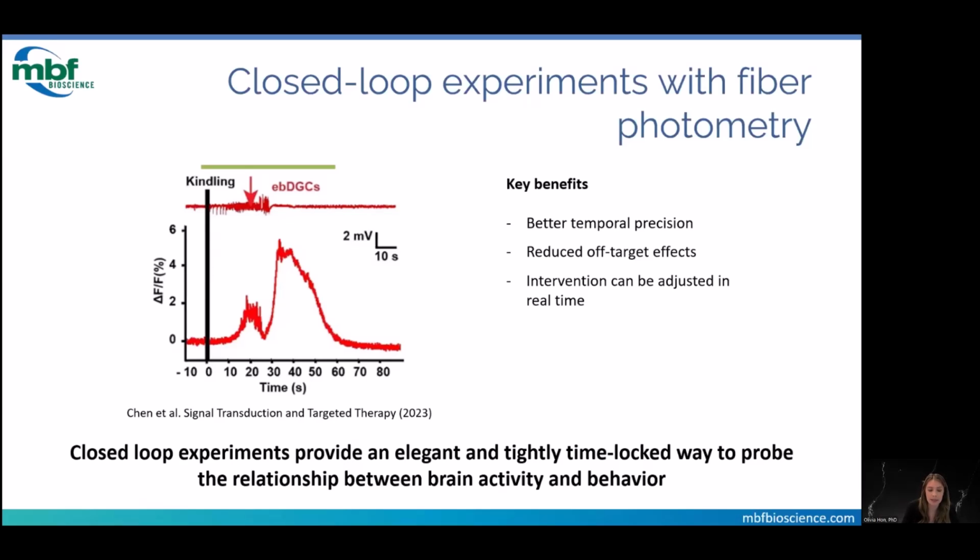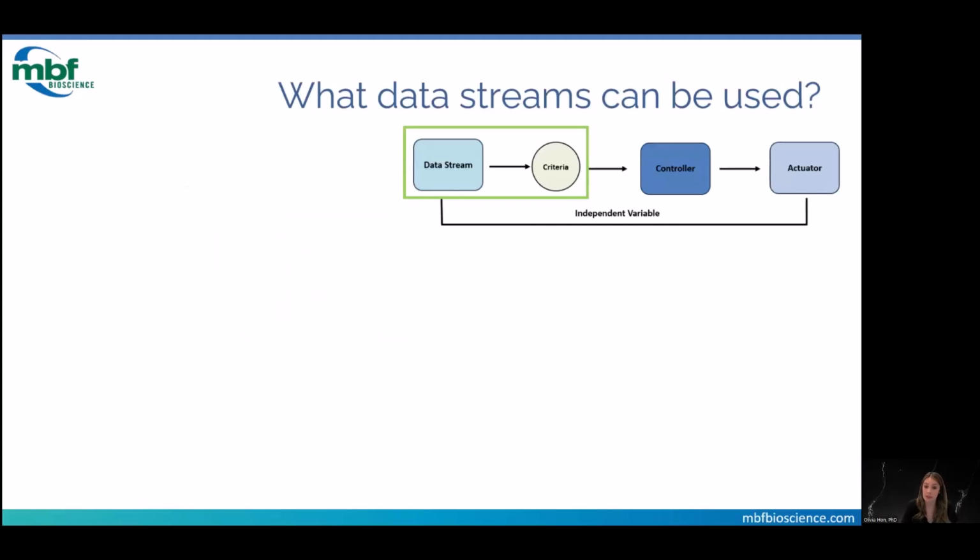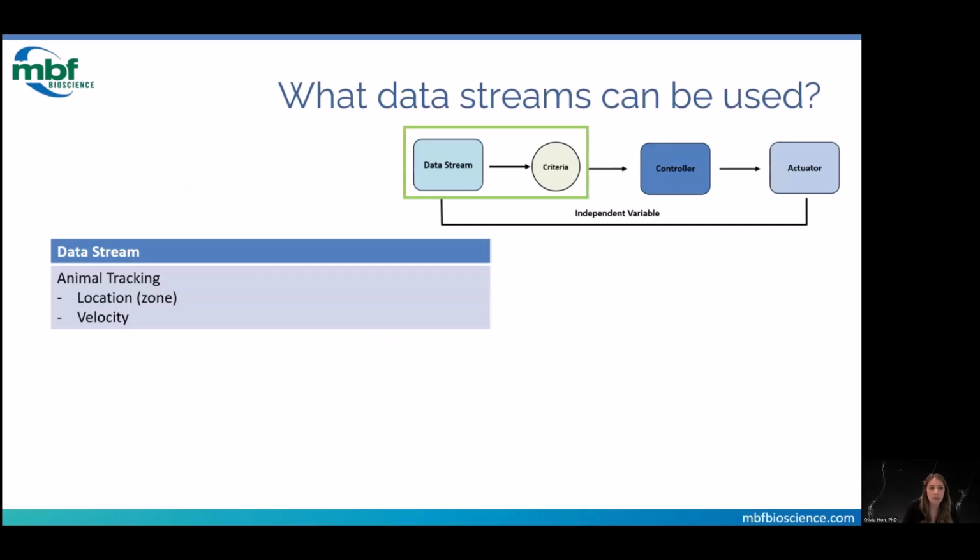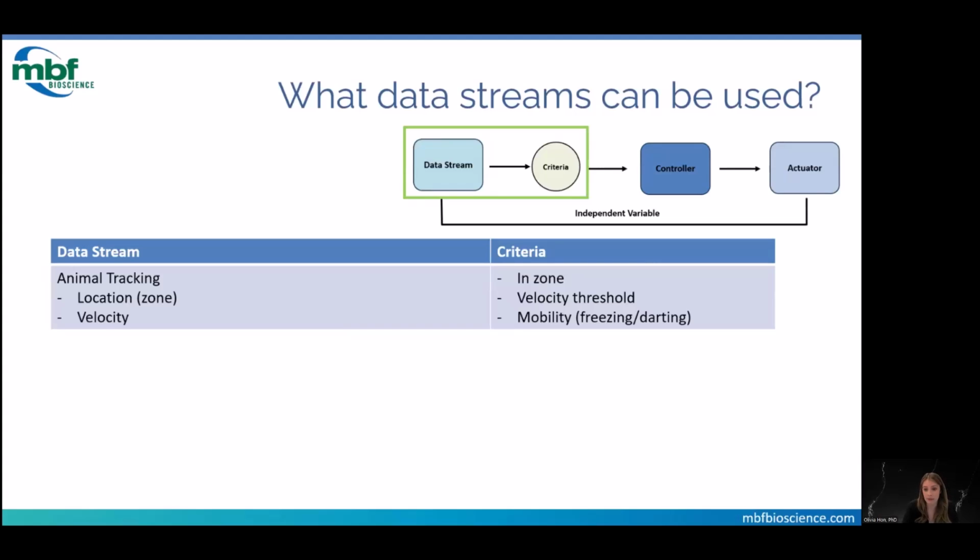So in neuroscience, there's a lot of different data streams that you could use to drive a closed loop system. So one of the most common is animal tracking. I think this is something that many labs do already. But with our system specifically, you can look at different features of the animal tracking to control your closed loop system. So you could use the location or the velocity, and the criteria that you would set for these parameters are perhaps that the mouse is in a certain zone or their velocity is over certain thresholds. You can include that they're darting or freezing or anything like that.